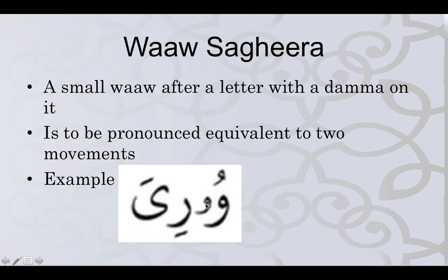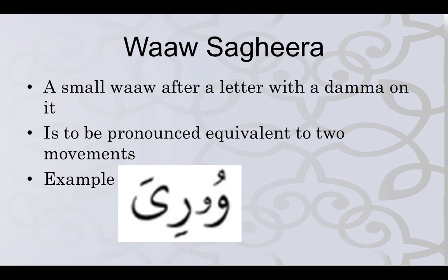If this Waaw Sagheera wasn't there, it would be wooriya. But because this Waaw Sagheera is there, you have to extend this Waaw Damma to two movements. So you have to say it like this: wooriya. So that is a Waaw Sagheera.